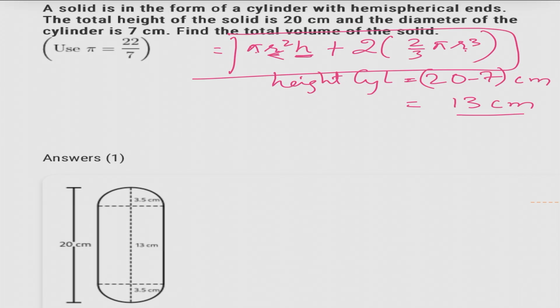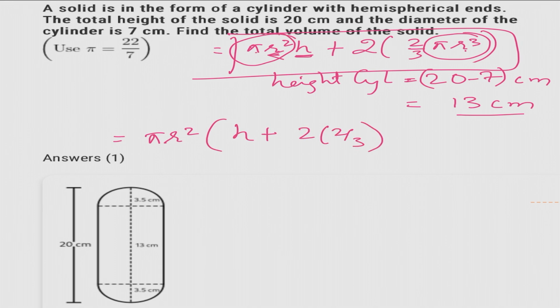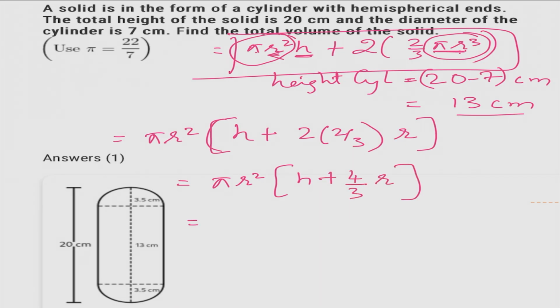Now, on substituting these formulas, we can observe here pi r square is common. So, let us take it out in order to make our calculation easier. We have to simplify that in simple way. We have to reduce it into the simplest form. So, pi r square is common in both the terms. Remaining is h plus 2 into 2 by 3. Pi r square is already removed, r is left out. That is equal to pi r square into h plus 4 by 3 r.